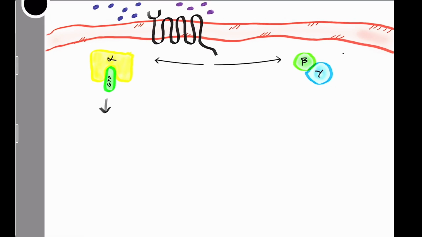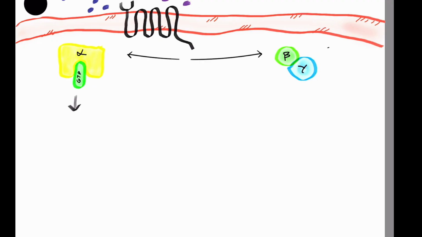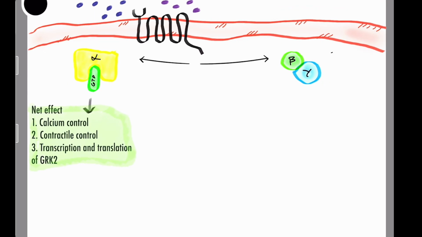So now the other pathway that is activated is the beta gamma subunit pathway. And there is speculation that this pathway is opposite of what we see in the alpha subunit pathway. And we know the net effect of the alpha subunit was calcium control, contractile control, transcription and translation of that GRK2, right? And we could even assume, I bet if we looked in the literature, we would see that overactivity of this pathway also increases transcription and translation of that beta-arrestin. And what does transcription and translation mean? Just in case you're new to this, it means that the DNA is going to push more of that protein into the cell.